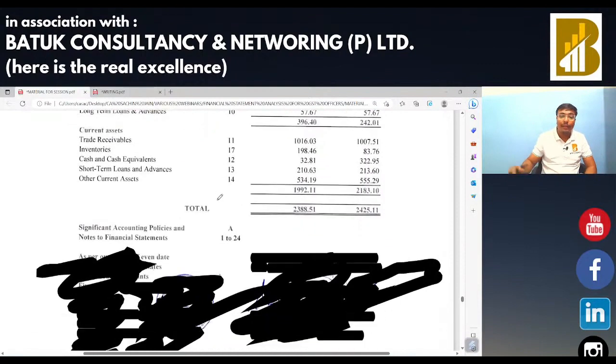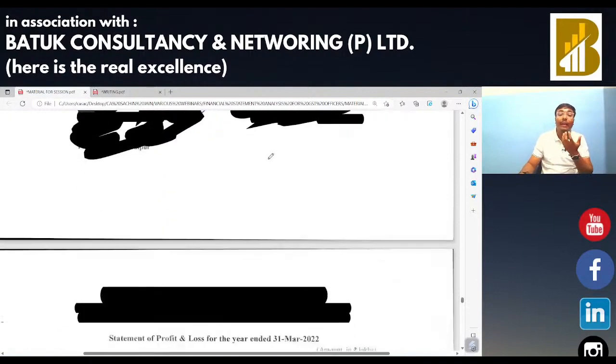Inventory: last year inventory was 83, current year inventory is 196. We need to check why there is such a huge increase in inventory. What is the reason for that? So we need to analyze the things.